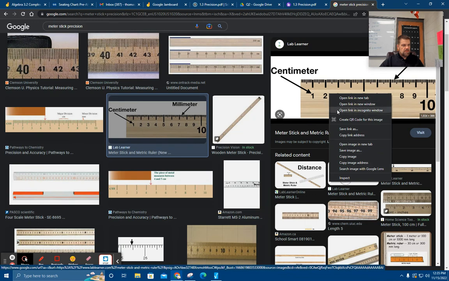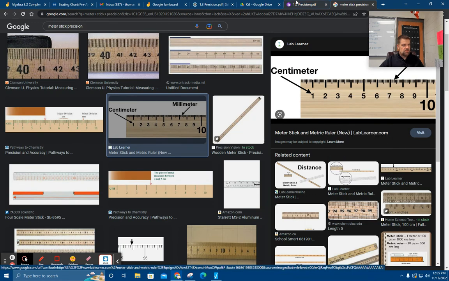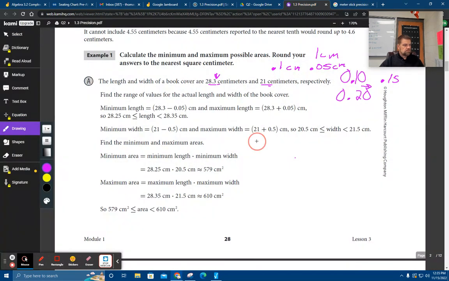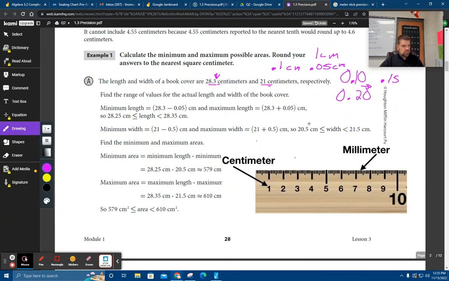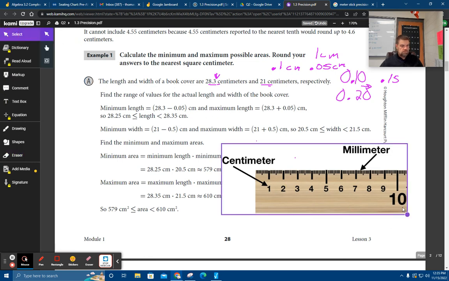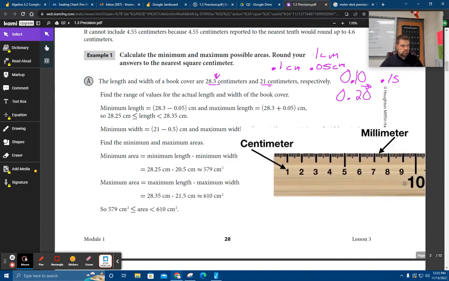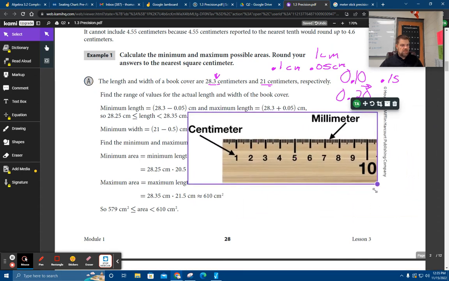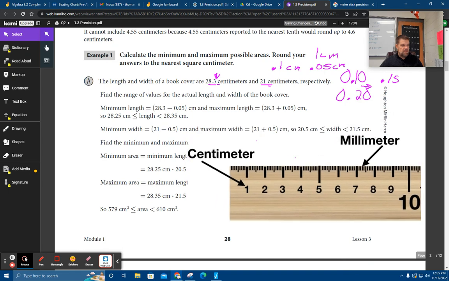This is a good one right here. So we'll just copy this image. I want you guys to kind of see what I'm talking about here. I'm going to put this up here and then I'll move it away in a second.